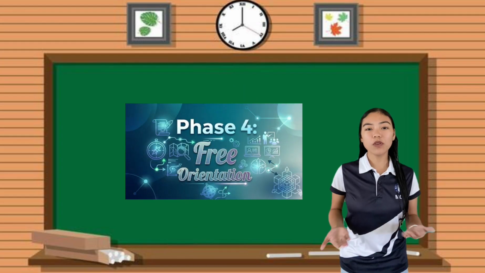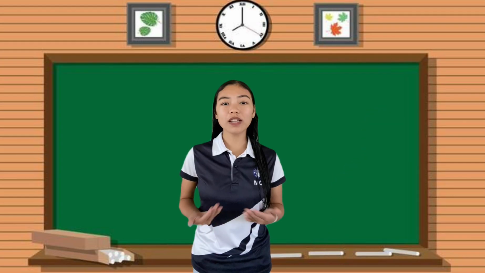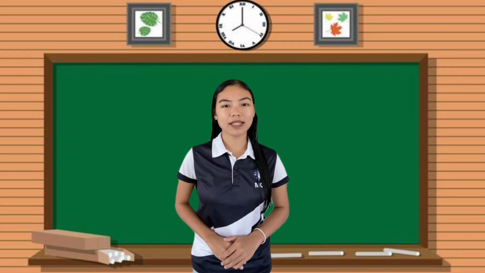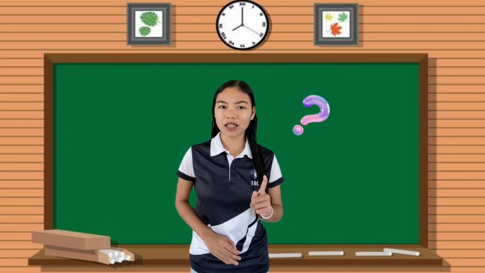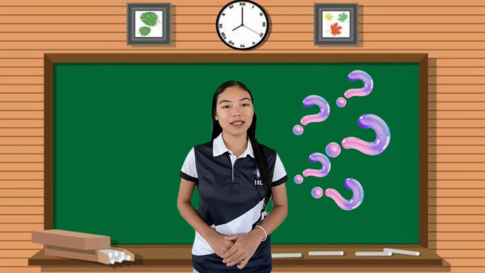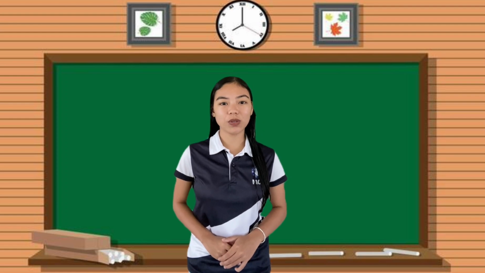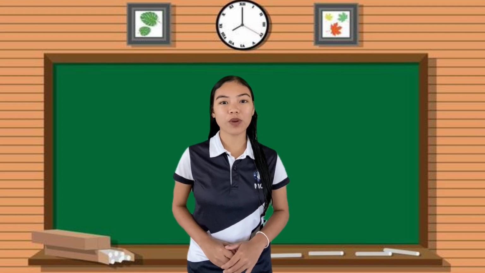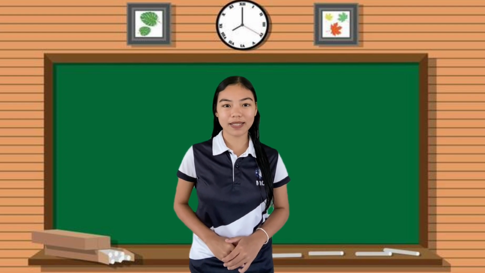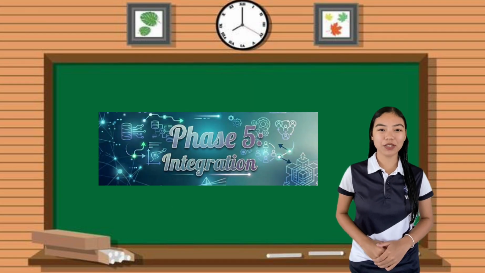Moving on, we have the free orientation phase. For example, the teacher might say, "How can you construct a rhombus if you are only given 2 of its sides?" This problem requires students to apply their knowledge of the rhombus properties in a new context, helping them to reinforce and extend their understanding. Finally, we come to the integration phase.